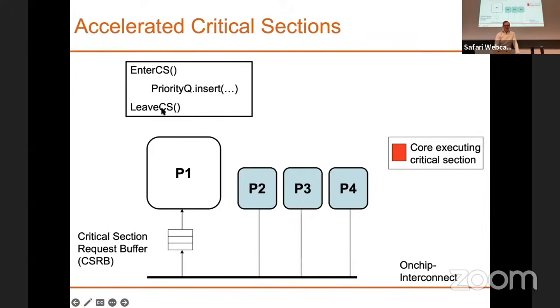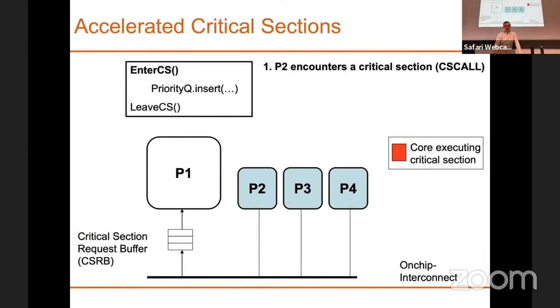So basically, normally you have an enter critical section and a leave critical section, where enter critical section actually gets the lock and leave critical section releases the lock, assuming you're doing locking. But clearly you can do other types of critical sections like semaphores, etc. And then there's some code in the critical section. In this case, you're inserting into a priority heap, which may take some time depending on the shared data, right?